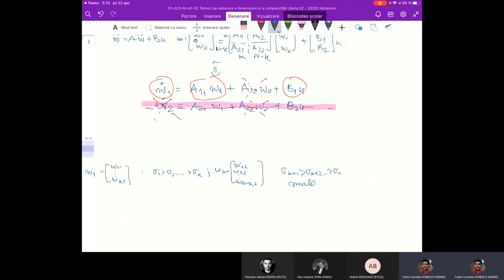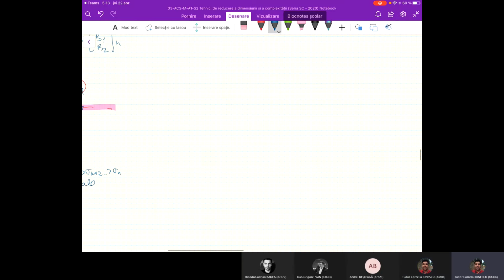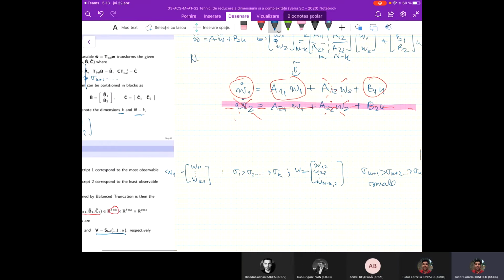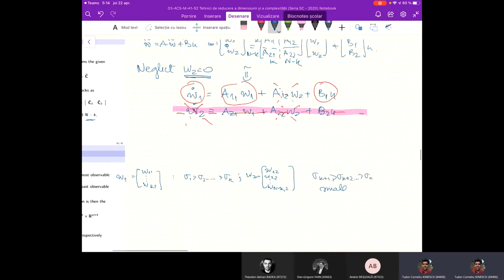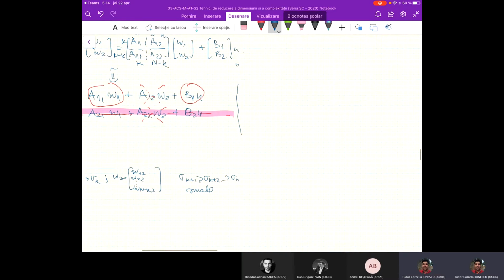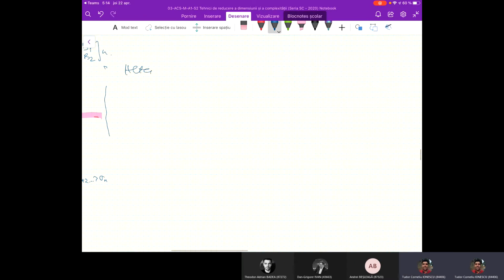Another way to do things in balanced truncation: what we've done so far is called neglection, neglecting W2 and setting it to 0. An alternative, they say with better results because you also include the second part, is to set not W2, but only W2 dot equal to 0. So then you get these equations.